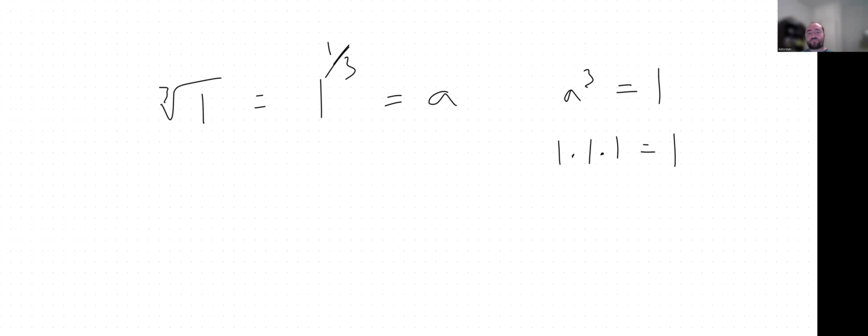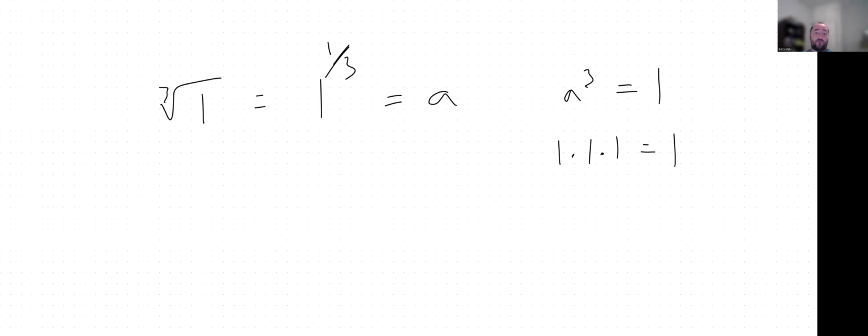So, if that equals some number a, then that would mean that a to the third power equals 1. I know what you're all thinking. That could be the number 1. 1 to the third power, meaning 1 times 1 times 1 does in fact equal 1. Are there any other numbers with this property?